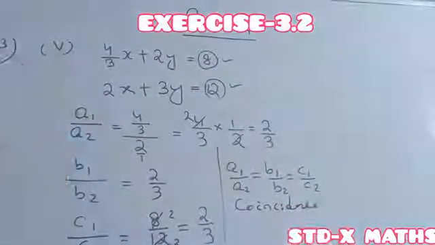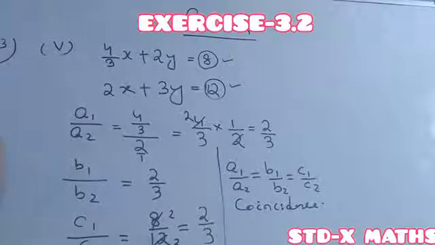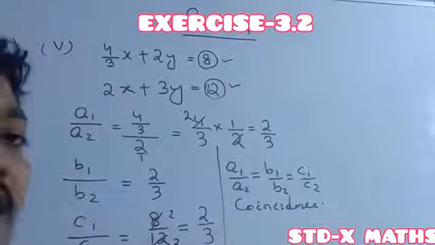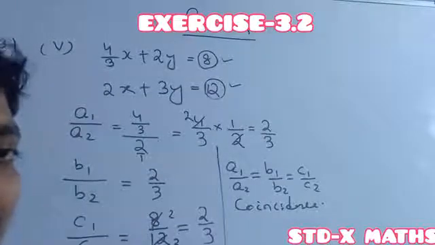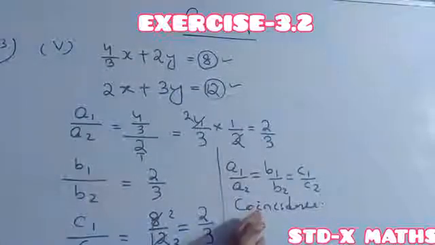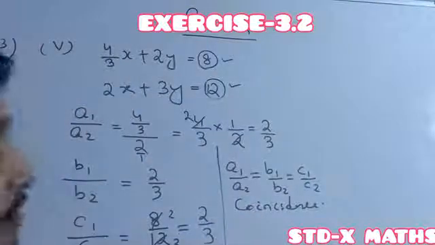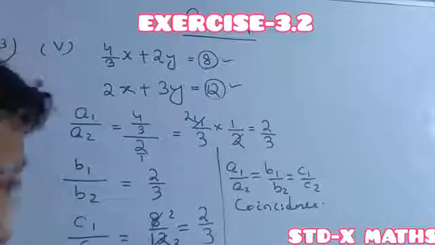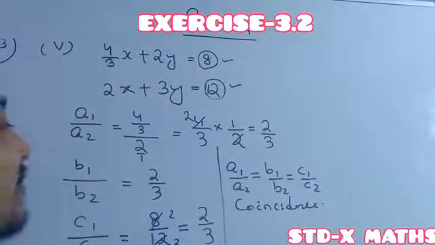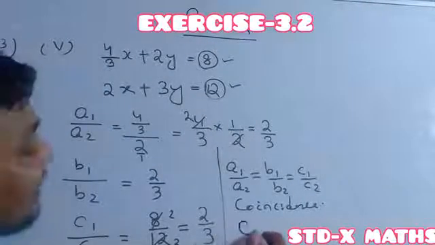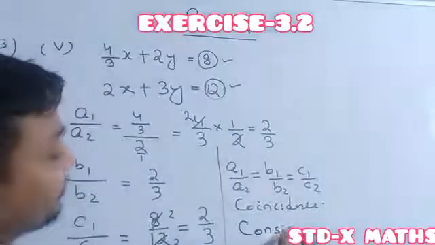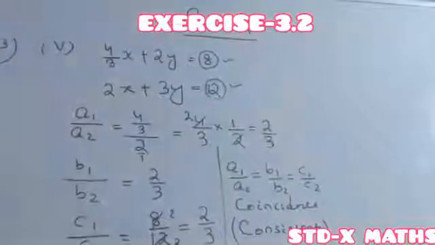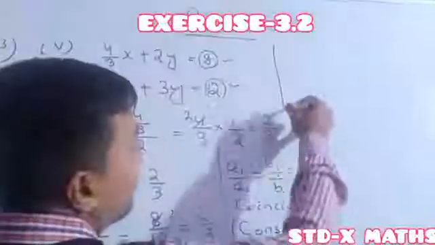Whenever the graphical representation is coincident, it means both the lines represent a single line, the same line. So it has infinitely many solutions. So it may be a single intersecting point, otherwise infinitely many points. So for this it is also called consistent. Understood or not understood?